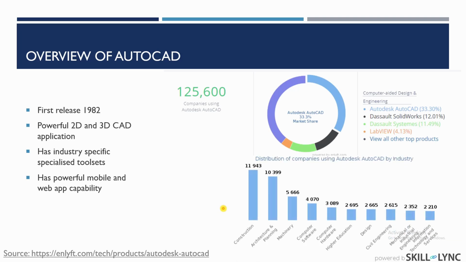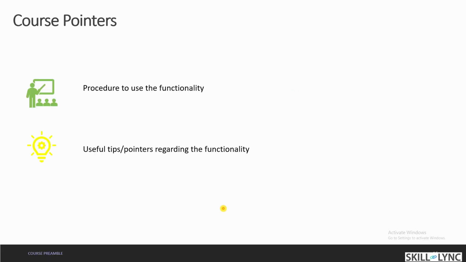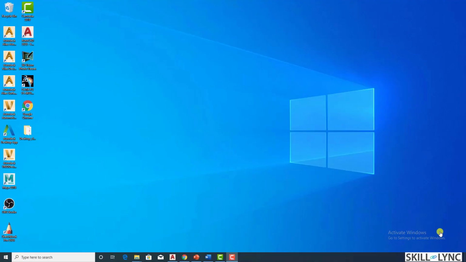In the industries you look into, it's predominantly used in the civil industry, followed by the mechanical industry. It's also used in the computer software and hardware industry, where it is used to write the architecture of their different platforms. Going forward in this PowerPoint, we have specified areas for the procedures to use the functionalities, and next there are also highlighted useful tips for different functionality areas. Previously we had seen the course pointers and the tips displayed in the PowerPoint slide.